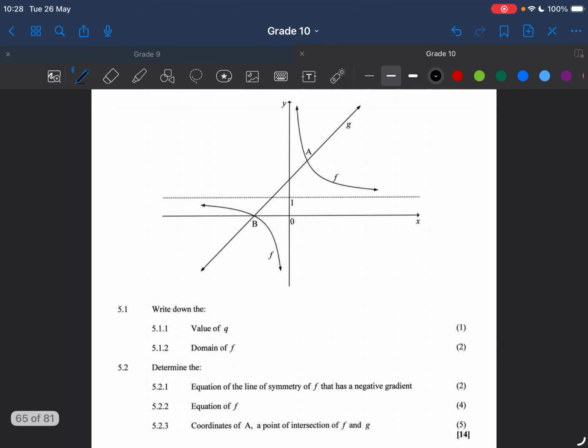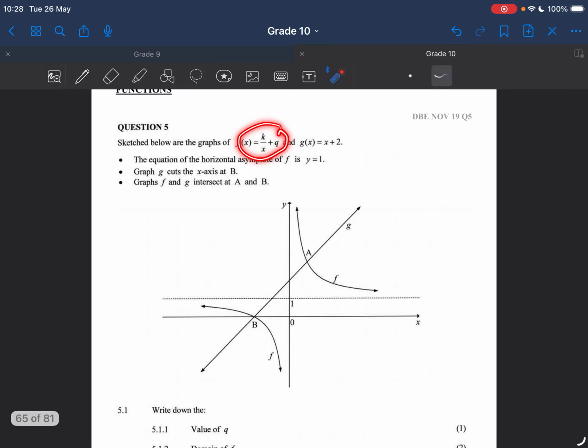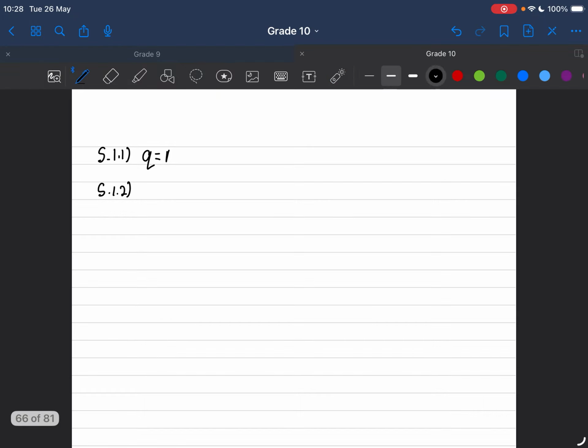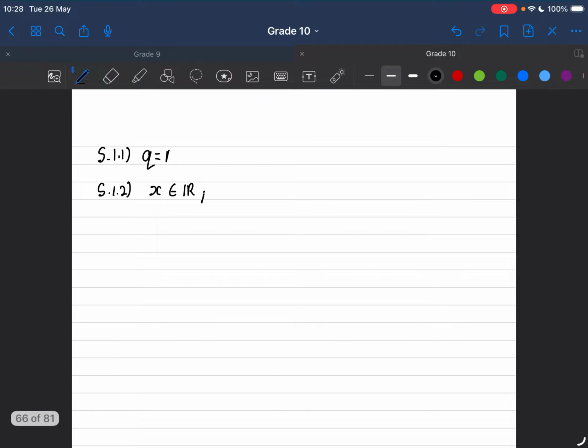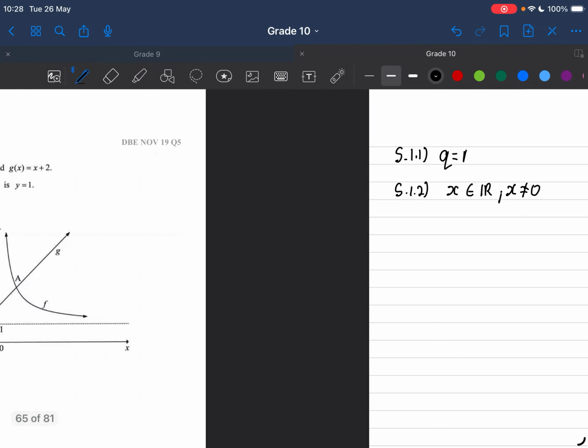5.1.2. So the domain of f is your hyperbola. So it goes this way and that way. It's infinite on our x-axis towards the left and right. So basically we have x is an element of real numbers, but because there's an asymptote straight down the middle, it does not touch x is equal to 0. So we say that x is not equal to 0.